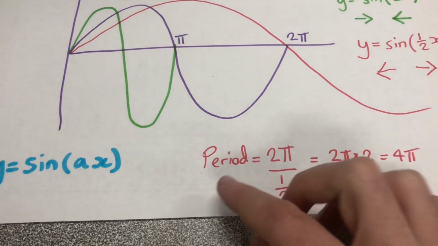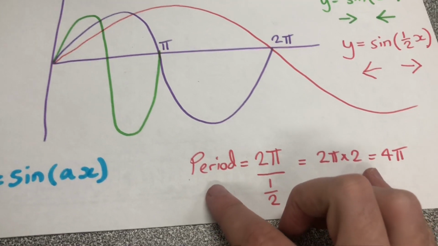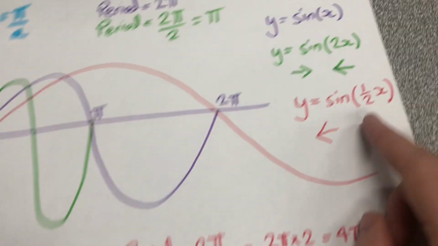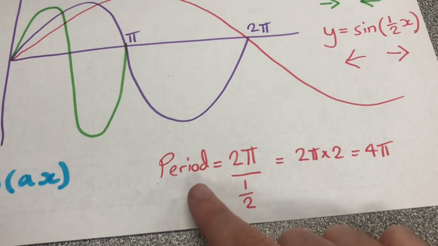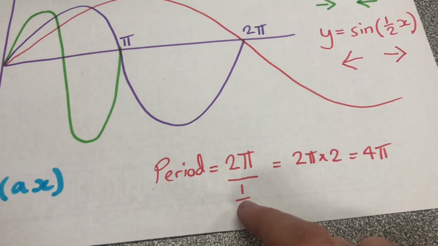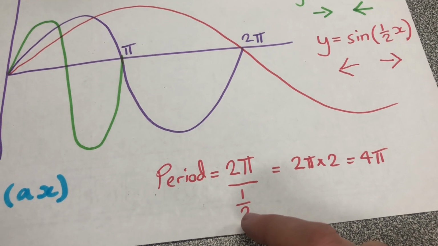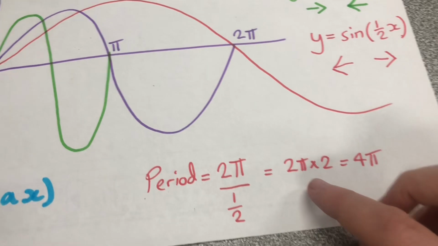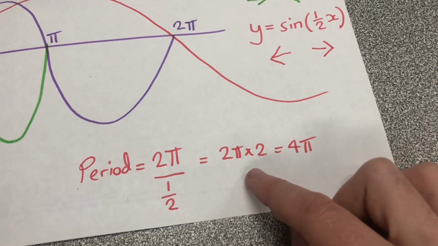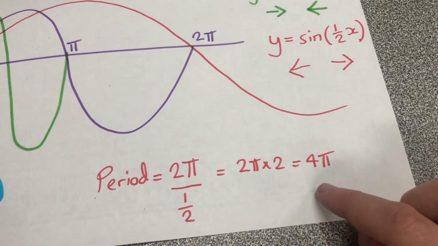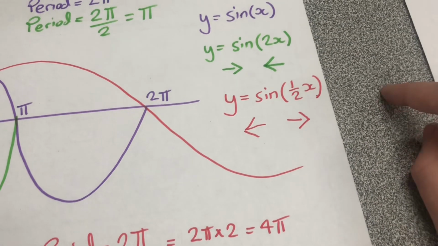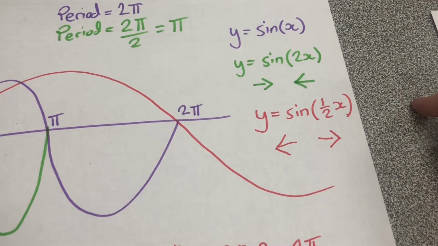Finally, let's work through my last one. We've got my period is equal to 1/2 x. So what this is going to do is I've got period equals 2 pi over 1/2. Now this is a bit of a tricky one because we are dividing by a half, which we can then just convert to 2 pi times 2, which is just equal to 4 pi. So this would go all the way out to 4 pi, which is where my period would end.